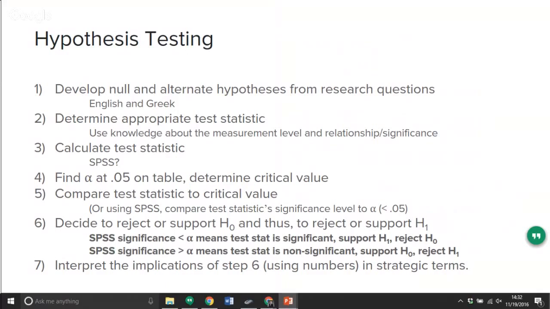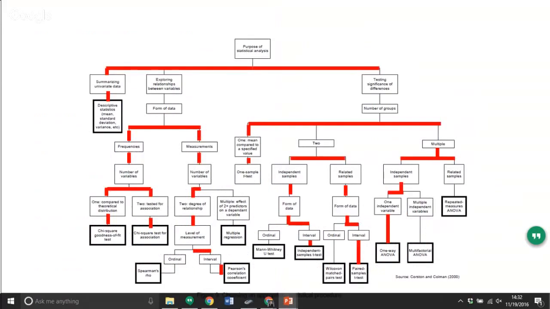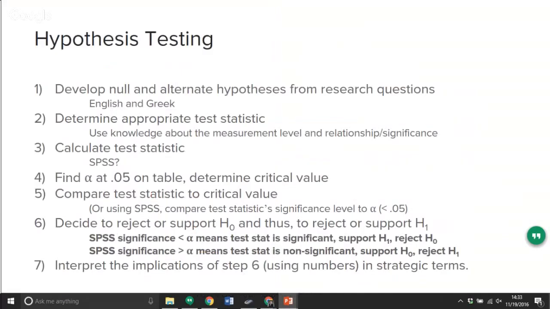So once we determine the appropriate test statistic, and I'm just going to bounce forward to a slide over here. Okay, here's one tree that may help you determine which test statistic to use when. And I've highlighted in red some of the statistics that we will be covering in this class. Obviously we're not covering all of the statistics, but we're using a good portion of them. If you use this tree, it should help you determine which test statistic you need to run. So how do you calculate the test statistic?